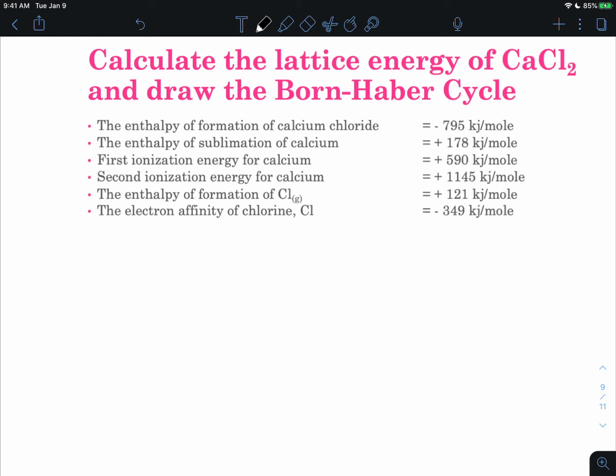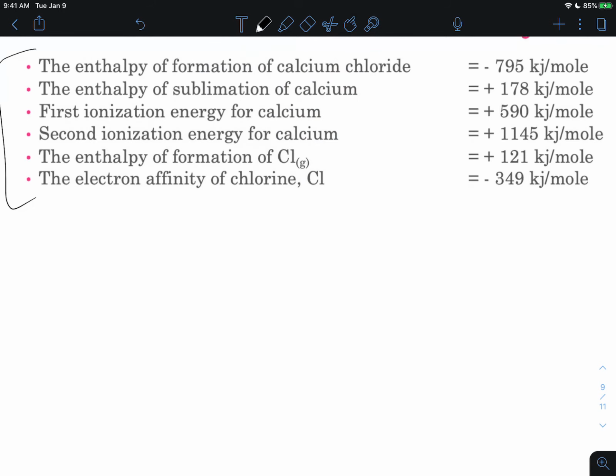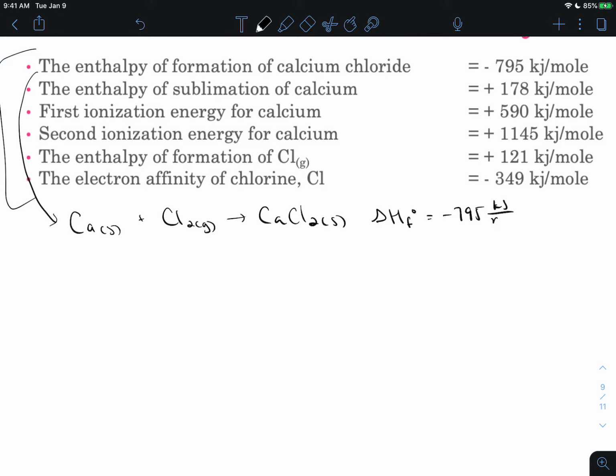We want to calculate the lattice energy of calcium chloride using a Born-Haber cycle. We are given these energies. Our first one, the enthalpy of formation of calcium chloride, is calcium solid plus chlorine gas forming calcium chloride solid. That's our delta H of formation, and it's equal to negative 795 kilojoules per mole.